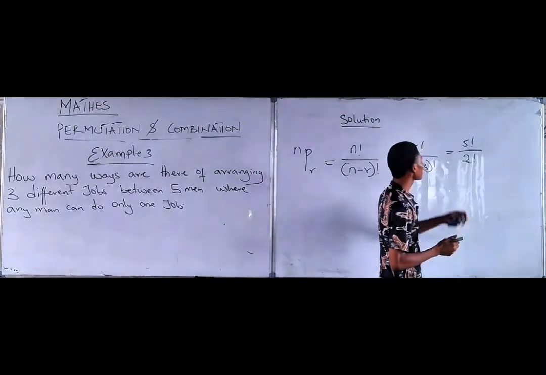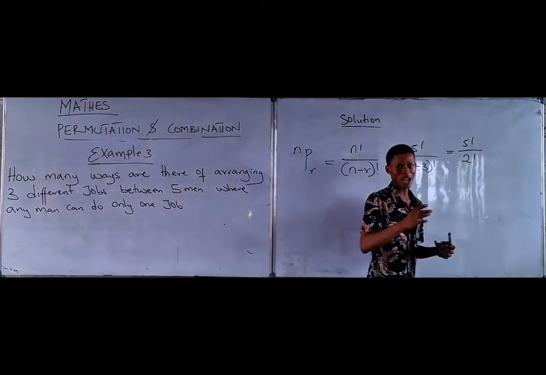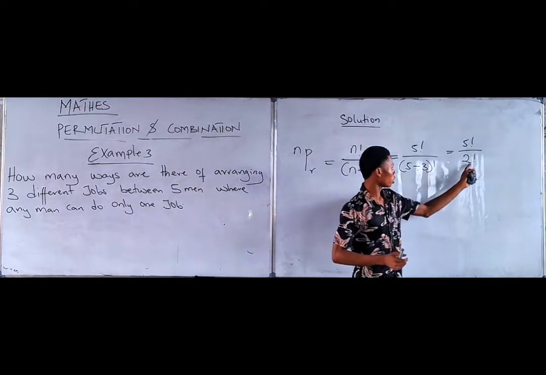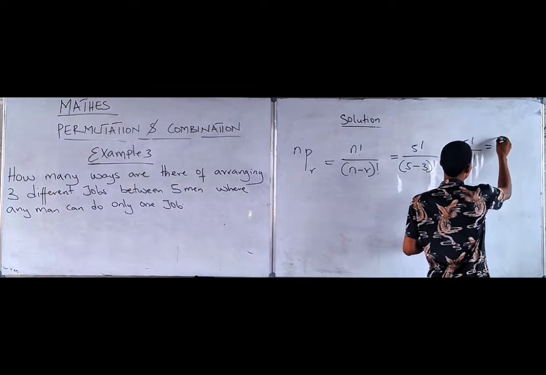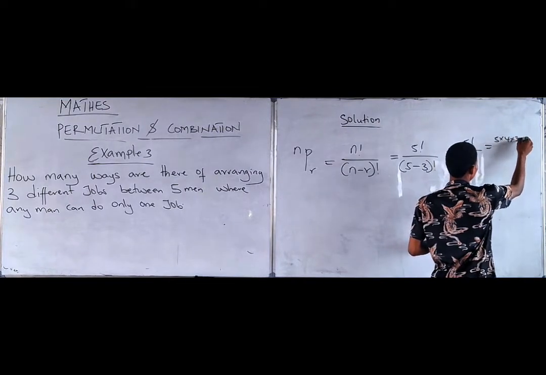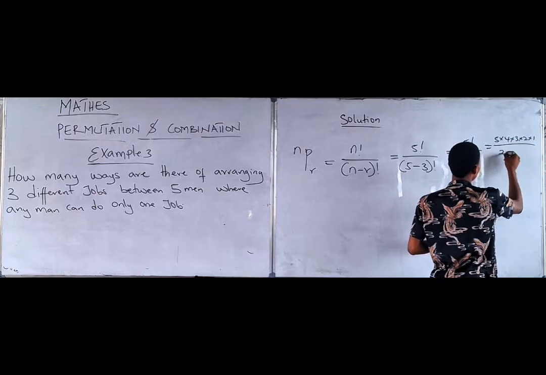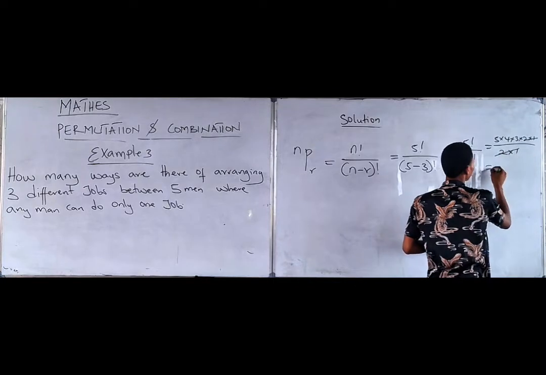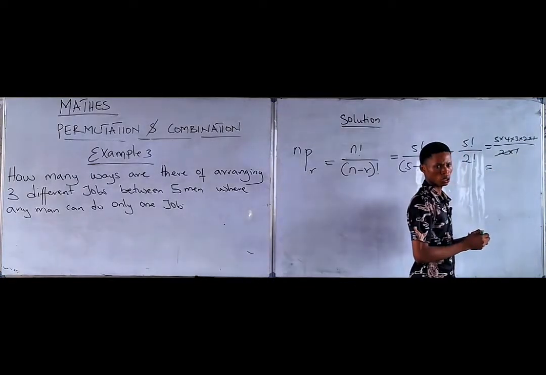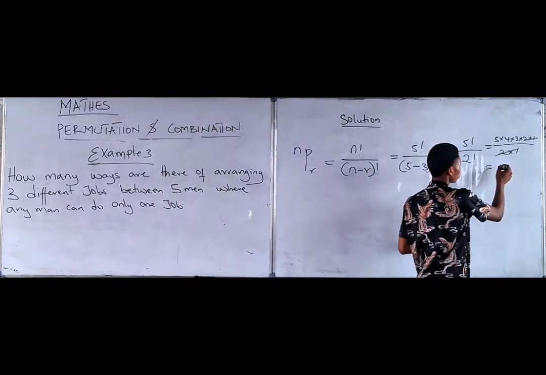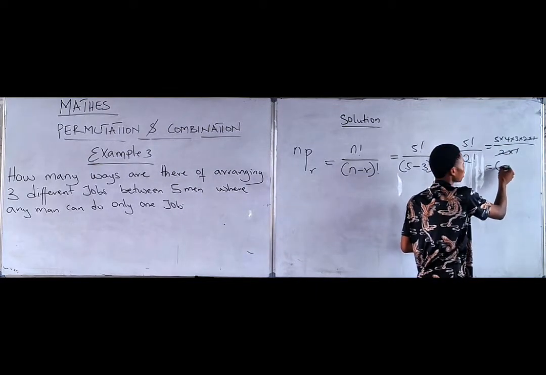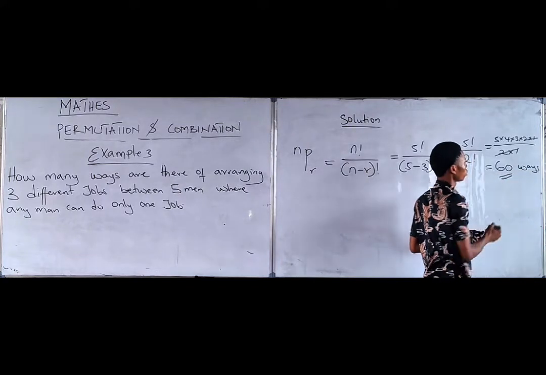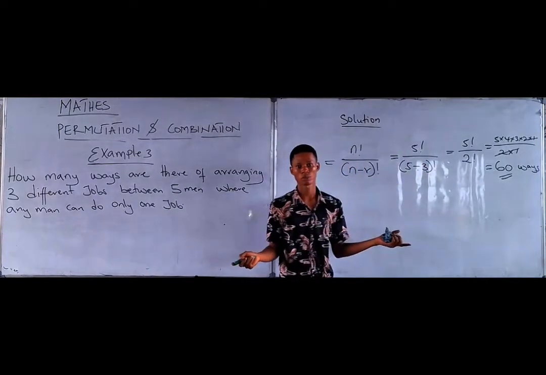Good. Now, in this case, 5 factorial is 5 times 4 times 3 times 2 times 1, and 2 factorial is 2 times 1, right? So this can cancel this. We are left with 5 times 4, which is 20, times 3, which is 60. So 60 ways. That's the answer.